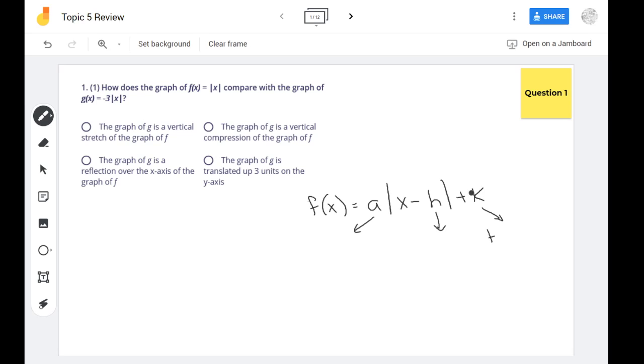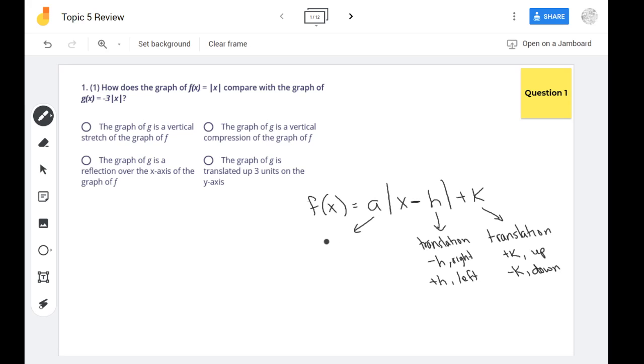The k, when you add or subtract outside the grouping symbol, does a translation, and if it says plus k, it's going to go up, and if it says minus k, you're going to go down. The h, because it's addition and subtraction again, is also a translation, but because it's in the grouping symbol, it's going to be going to the left or to the right. So if it says minus h, you're going to go to the right, and if it says plus h, you're going to go to the left. Because of the minus that's in the equation, it feels like that translation's a little bit backwards.